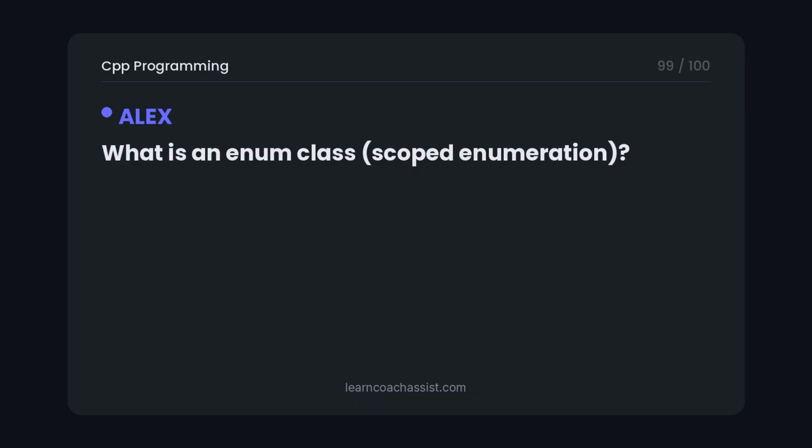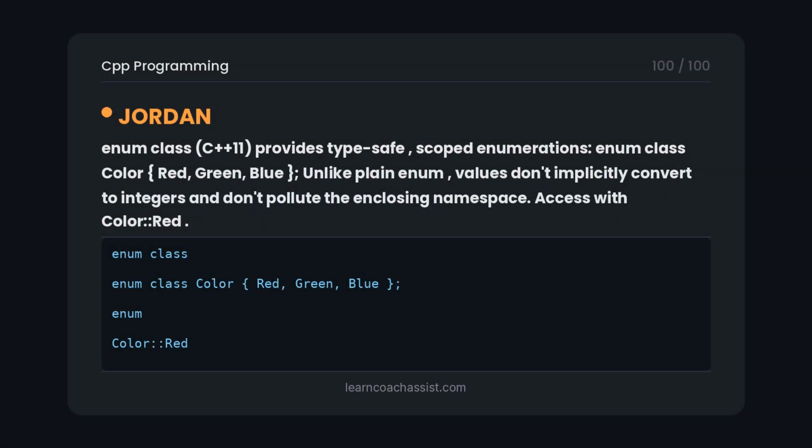What is an enum class, scoped enumeration? enum class, C++11, provides type-safe, scoped enumerations. enum class Color { Red, Green, Blue }; Unlike plain enum, values don't implicitly convert to integers and don't pollute the enclosing namespace. Access with Color::Red.